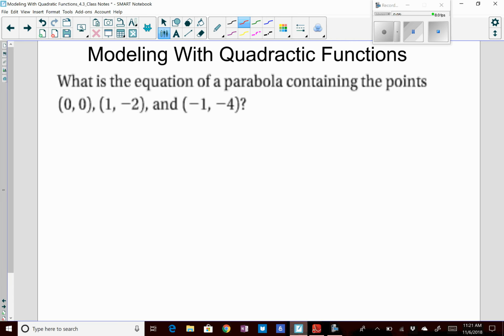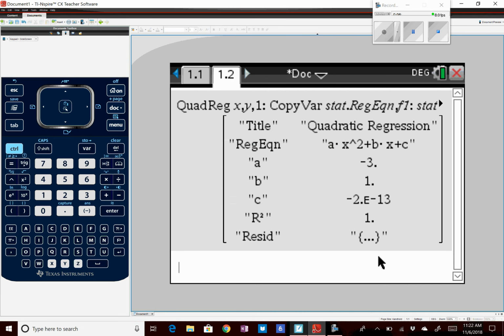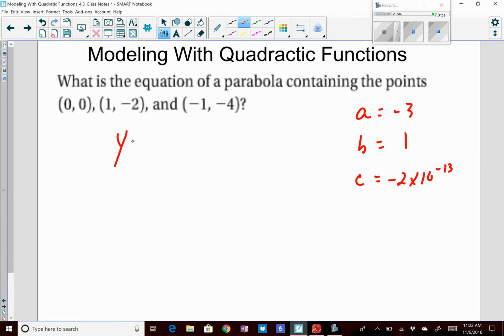So we have A is -3, B is 1, C is -2 times 10 to the -13th power. Okay, yep, -3, 1, -2 times 10 to the -13th power. Okay, so if the standard form of the equation is ax squared plus bx plus c, replacing those values, we have -3x squared plus x.